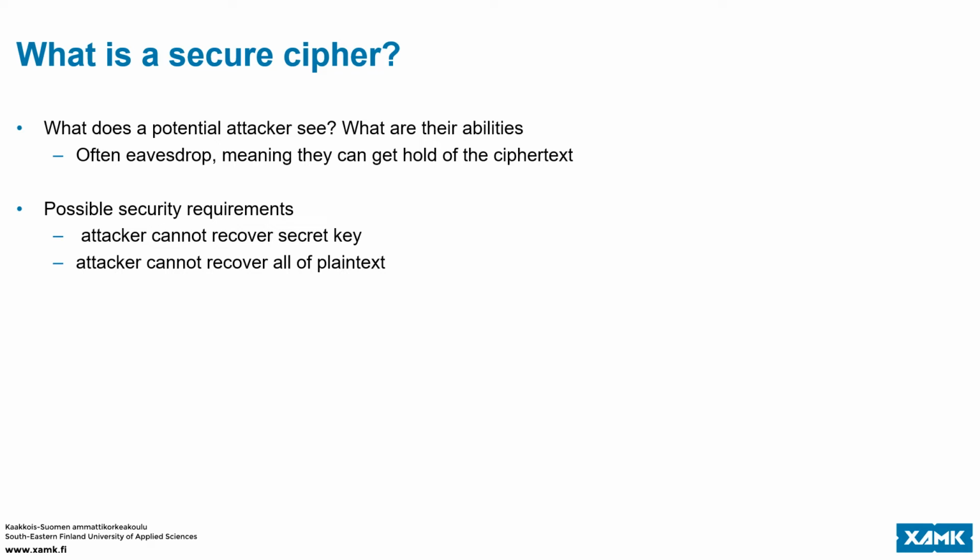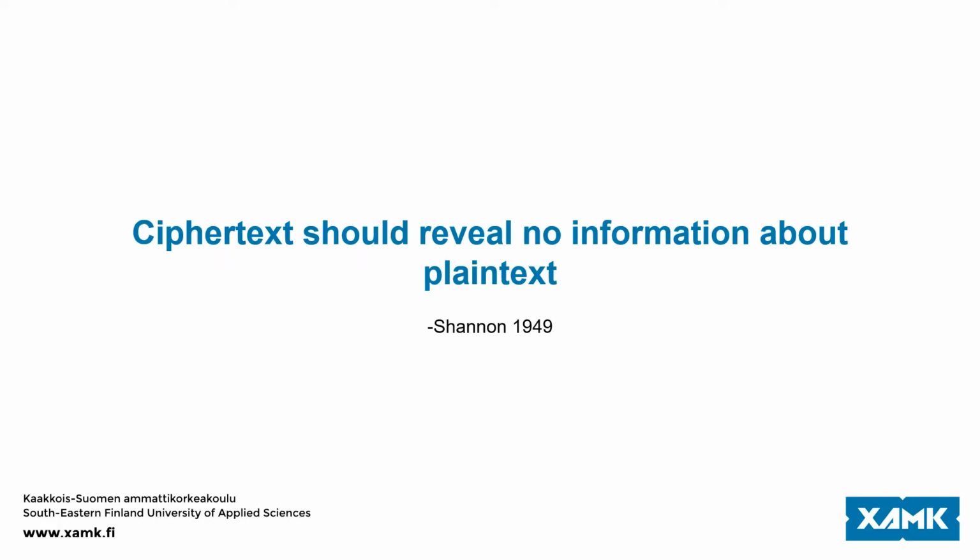Often they can listen in to the data streams, the traffic, meaning they can get hold of the ciphertexts. So we might have some security requirements like this, like attackers should not be able to recover the key that was used to encrypt the data, and the attacker should not be able to recover the plain text messages. In information theory and in cryptography in general, there is a very important rule of thumb. This is that a ciphertext should never reveal any information about the plain text messages.